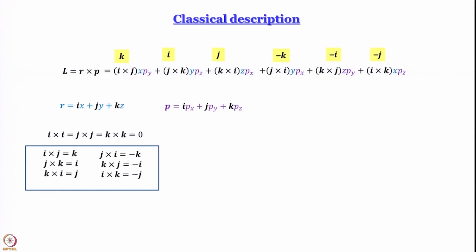So, now what we can do is we can collect the terms in i and j and k, and instead of 6 terms we can get 3 terms. So, if I collect the terms in i, what do I get? i multiplied by ypz minus zpy, is not it? j multiplied by zpx minus xpz and k multiplied by xpy minus ypx, right. So, i into ypz minus zpy, j into zpx minus xpz and k into xpy minus ypx.